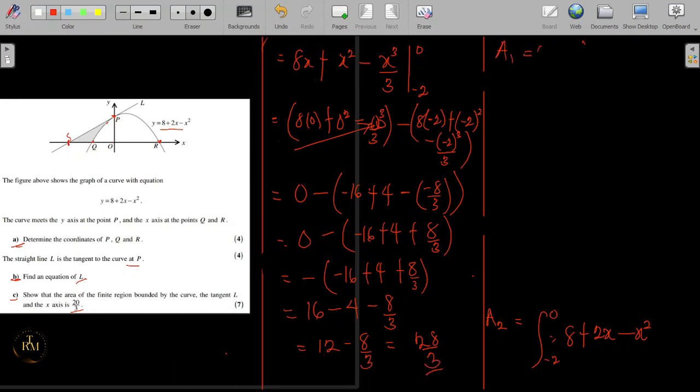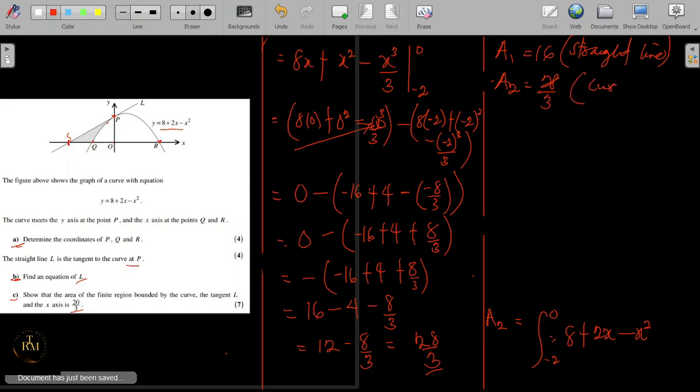You get the total area now. The first area, A1, is 16. This is for the straight line. Then A2 is 28 over 3, which is for the curve. So what we're going to do now, the total area, which is A, is actually going to be A1 minus A2. The reason is that for this straight line, the shaded portion is below the straight line.